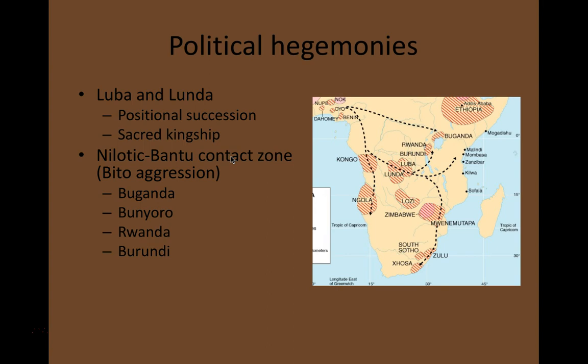Another area that should interest us is the Great Lakes region. Up here again in this Nilotic Bantu contact zone, right? This area where agricultural knowledge passed from the Nilotic peoples, the Nilo-Saharan speakers, into the hands of the Bantu. This area stretching from Ethiopia down here into the Great Lakes has been home to some of the richest and most important societies in African history.